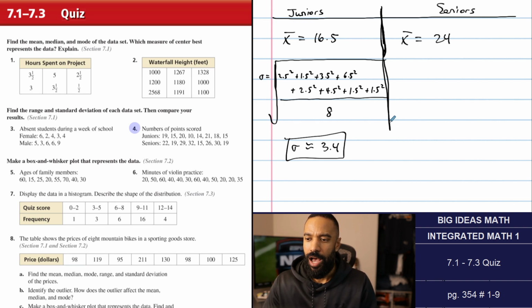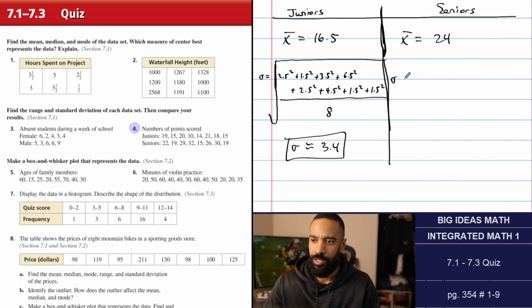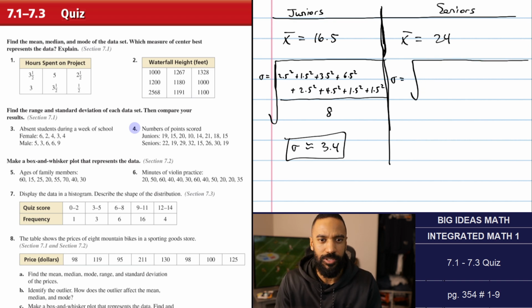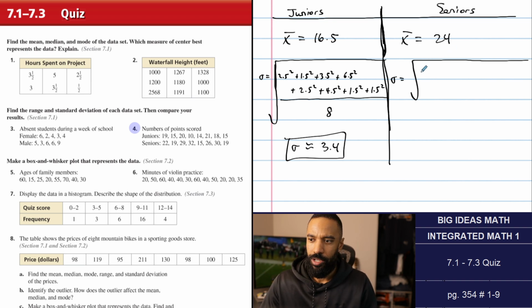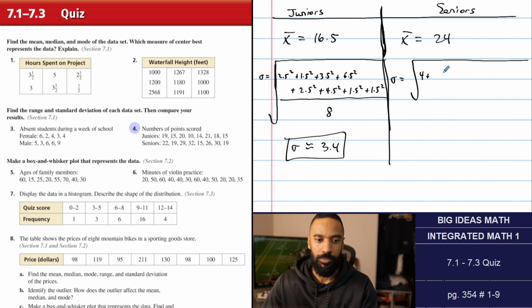Okay, let me do seniors briefly here as well. These actually, I might be able to fit these numbers because they're not going to be decimals. So let's see. Where did we start here? So 22 minus 24, so 2 squared. Is it okay if I just put the numbers on these ones here, guys? Like 22 minus 24 is negative 2. Negative 2 squared is 4, right? Boom, squaring that number. 19 minus 24 is negative 5. Squared is 25. Boom, plus. 29 minus 24 is 5. Squared is 25. Boom, plus.